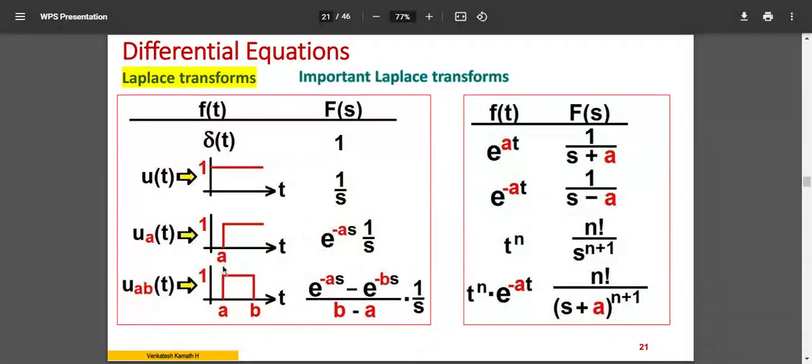Now the last one, u a b of t, is a pulse function. Pulse function means after some time interval elapses, at a there is a rise. It goes up to a certain value. That value remains constant for some time. Then it comes back to 0. So this is not a small interval of time. This is a sufficiently larger interval of time, maybe 1 minute, 2 minutes, 3 minutes. So from a to b, within that time it has remained constant.